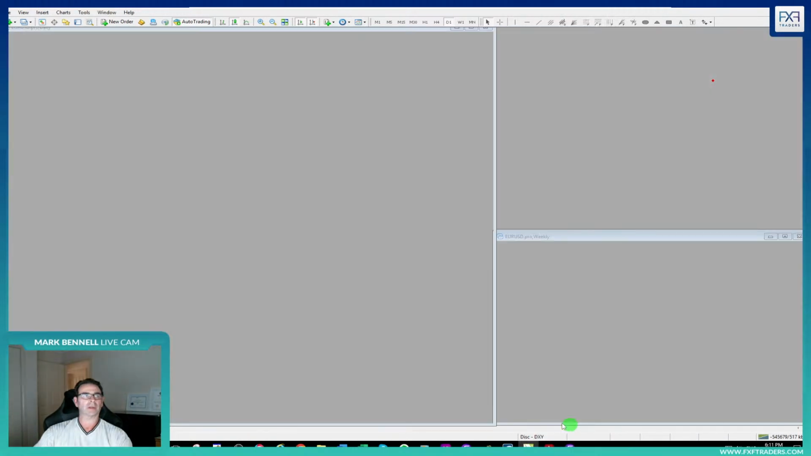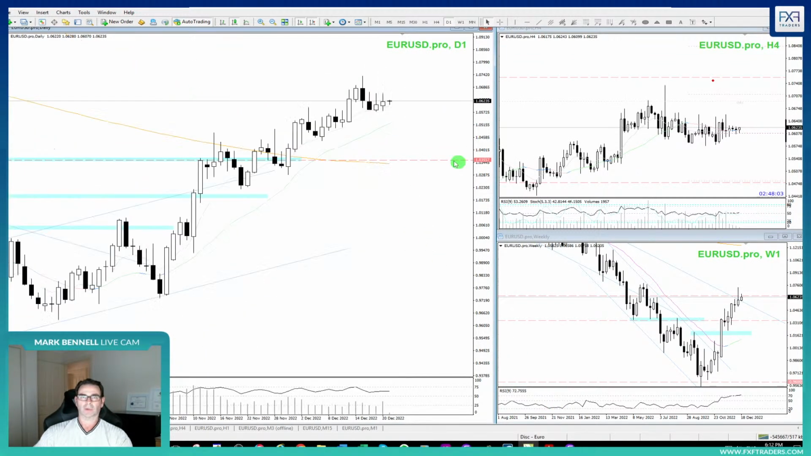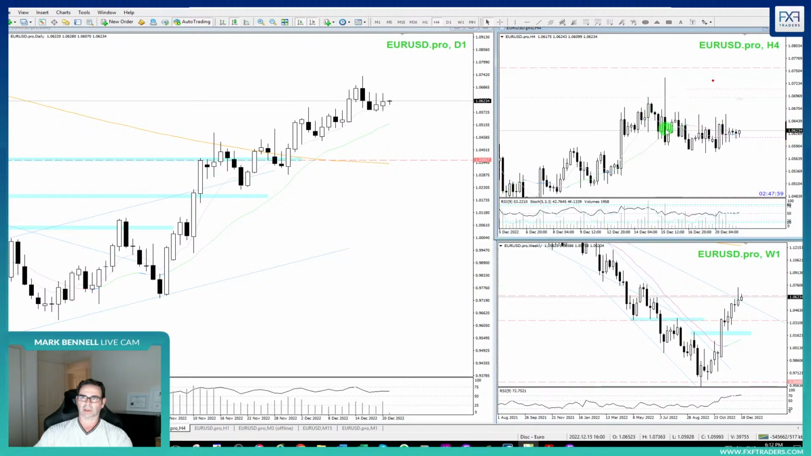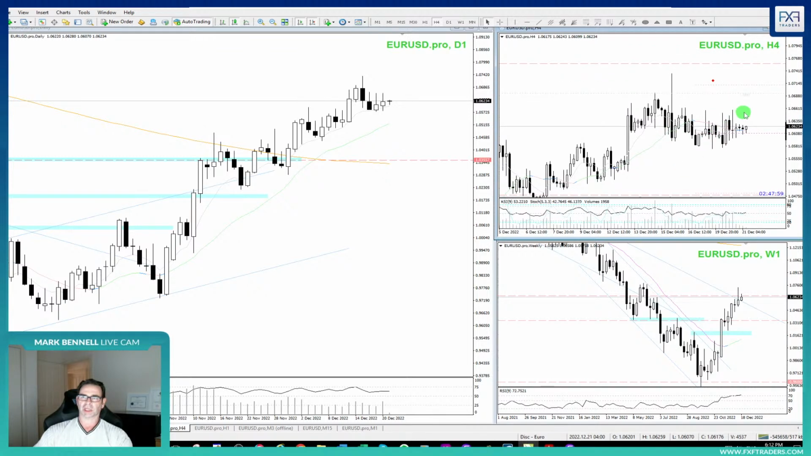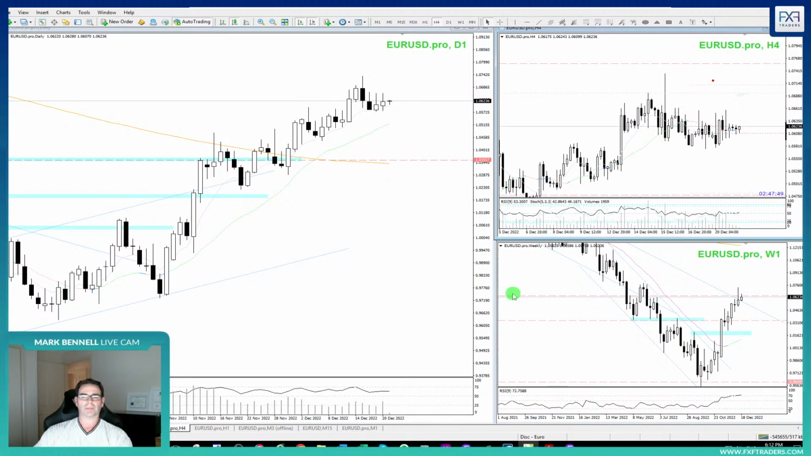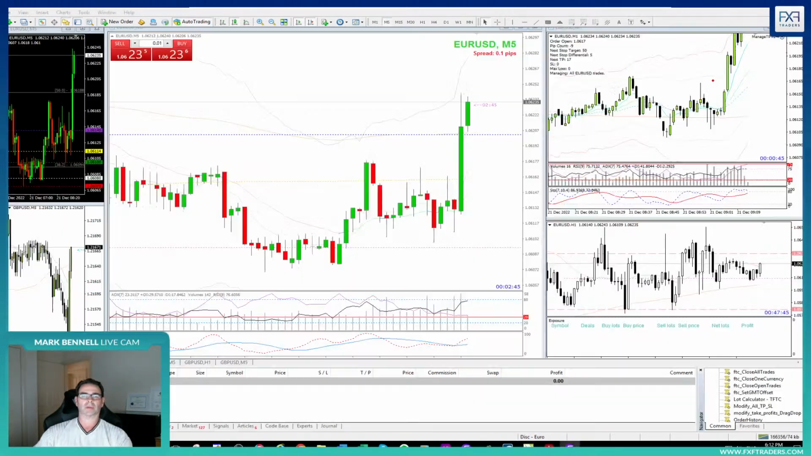The euro dollar kind of stalling out here. It ground its way higher, but stalling out. We are getting just a little weak pullback in here. So this has got potential to move higher in time. Oops, the wrong one.